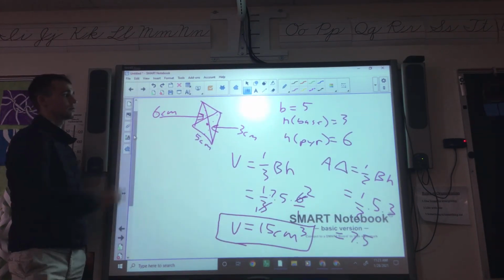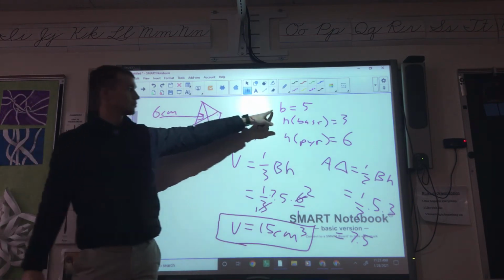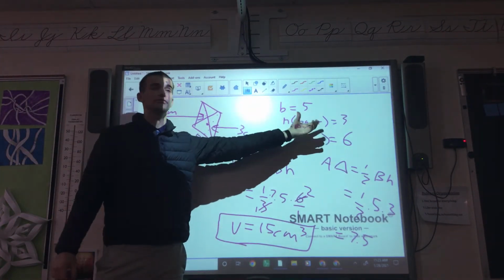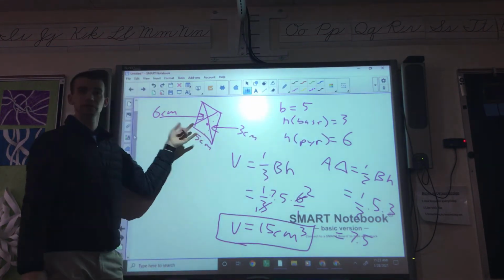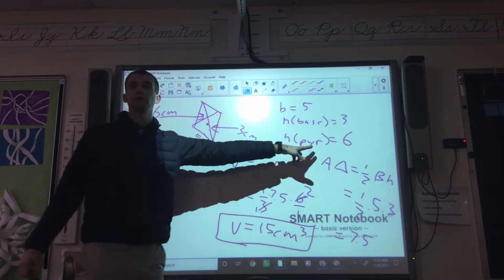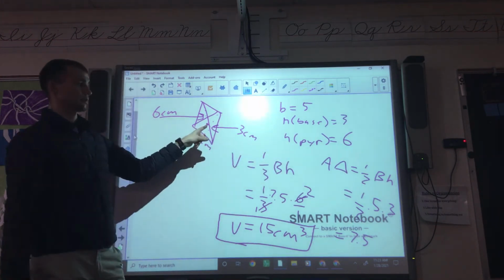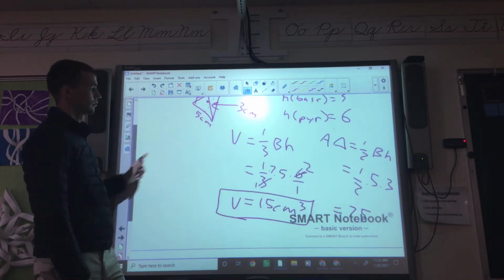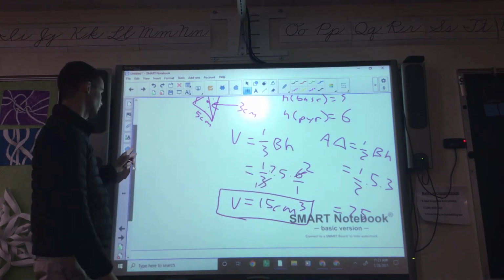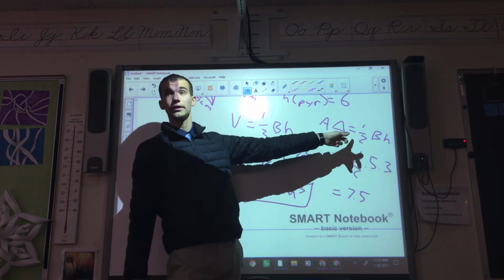Alright, so I wrote out what I knew. Base is 5 centimeters. The height of the base, where the base of the triangle is, that is 3. And the height of the pyramid, I specified pyramid, is 6 centimeters. Then I wrote out volume is 1/3 big B H. I've got to figure out what big B is first, so I wrote out the formula for the area of a triangle.